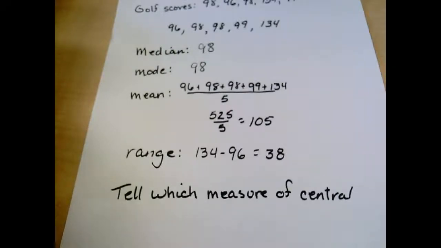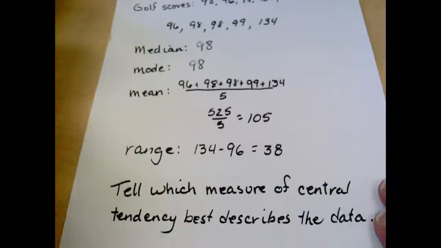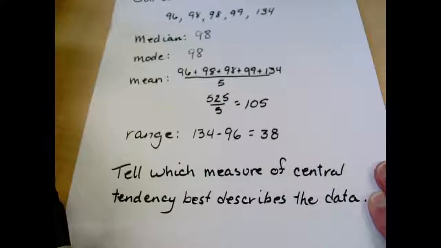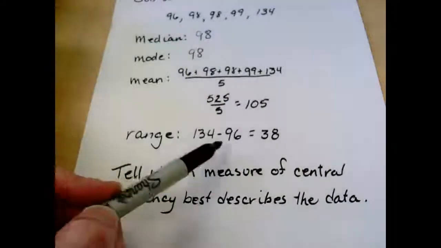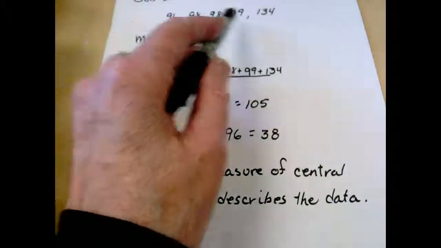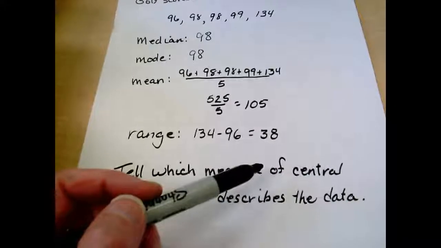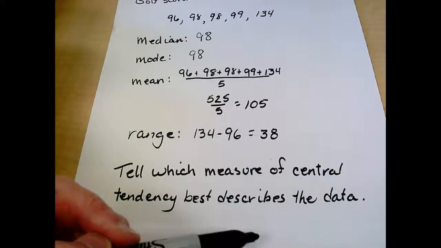So if I look at my numbers, and I have to tell which measure of central tendency best describes the data. If I start at the bottom with range, it's a 38. Well, none of those numbers are 38. Yes, that is the highest minus the lowest, but it's not the best to describe the data.